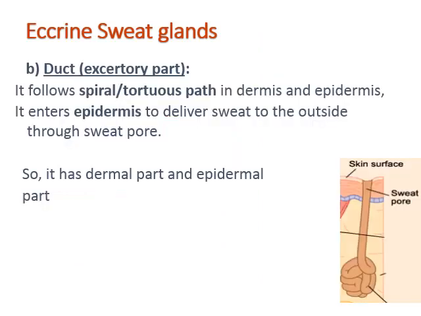Regarding the duct system of the eccrine sweat gland, it has two parts. The first one is in the dermis like this, and the second one is in the epidermis here, and then the secretion is delivered to the surface of the skin through the sweat pore.